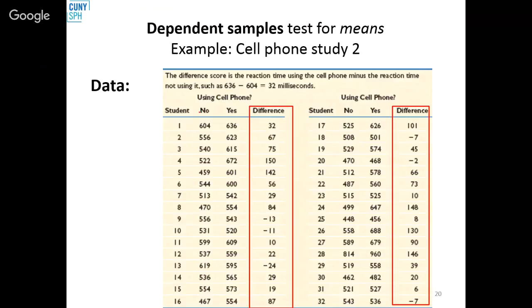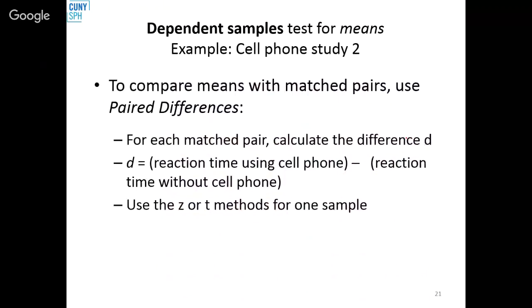So in this case, I have 2 observations on each student, their reaction time when they were using the cell phone and when they were not. And I calculated the difference in each of these. So we have these differences and then are going to use our Z or our T method, probably our T method in this case, for one sample.